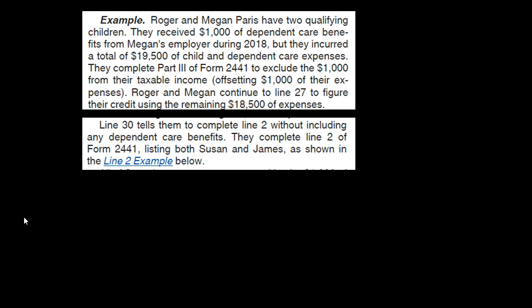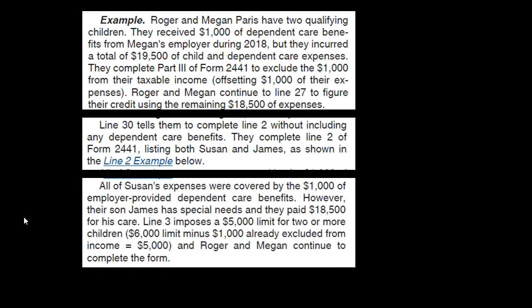Line 30 tells them to complete line 2 without including any dependent care benefits. They complete line 2 of Form 2441, listing both Susan and James as shown in the line 2 example below. All of Susan's expenses were covered by the $1,000 of the employer-provided dependent care benefits. However, their son James has special needs and they paid $18,500 for his care. Line 3 imposes a $5,000 limit for 2 or more children, the $6,000 limit minus the $1,000.